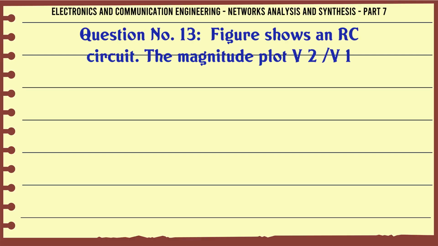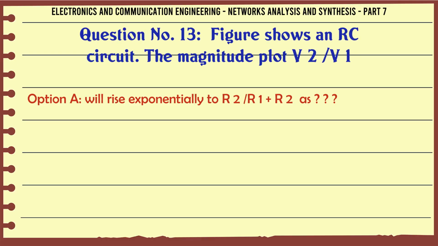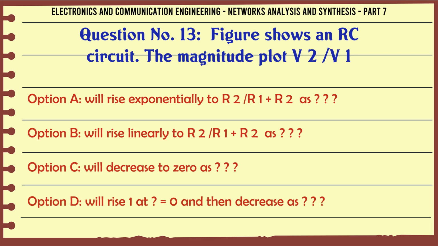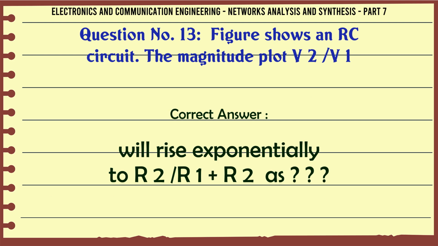The figure shows an RC circuit. The magnitude plot of V2/V1: A, will rise exponentially to R2/(R1+R2) as ω increases; B, will rise linearly to R2/(R1+R2); C, will decrease to 0; D, will rise to 1 at 0 and then decrease. The correct answer is will rise exponentially to R2/(R1+R2).